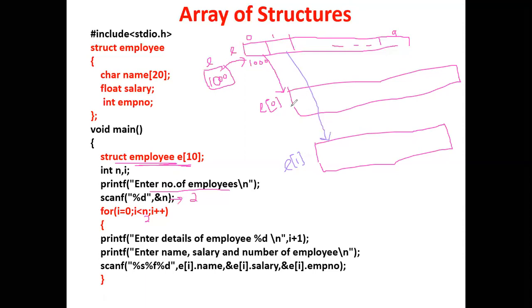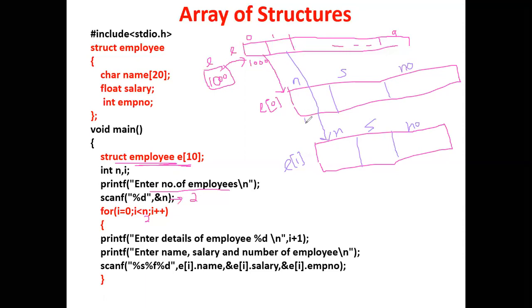So this will be having some. So here I can store how many details? 3 details in E of 0. That is name, I'll just write N, salary, and employee number. Here also in E of 1, I can store name, salary, and employee number.